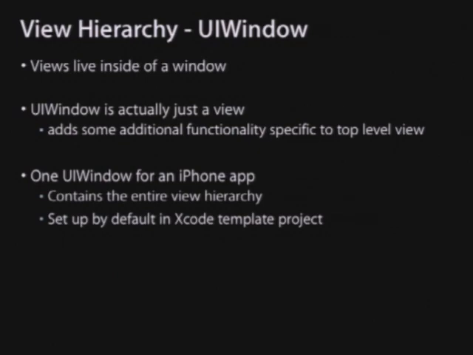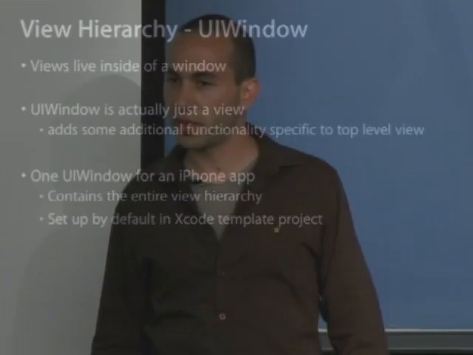You can also, from any view, ask for its window. So if you have a subclass of UIView, or you're pointing to a subclass of UIView, you could say self.window, self.view.window, and it'll always get you to that top root level of the view hierarchy. And there's only one UIWindow for an iPhone app. So you know Windows, you know Mac. Apps can have multiple windows. On the iPhone, there's one, and it contains your entire view hierarchy. When you create a project in Xcode, it also adds that UIWindow for you by default and sets up your connections with the application.